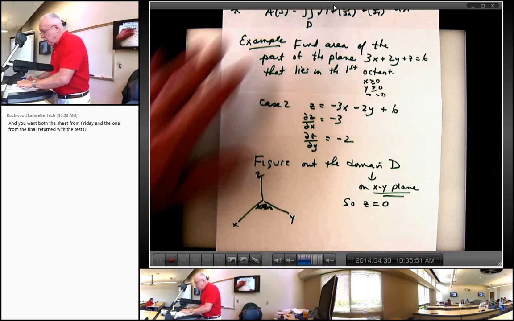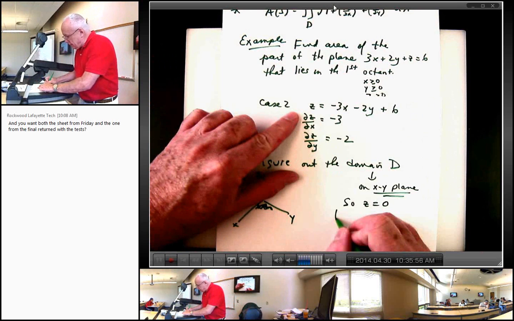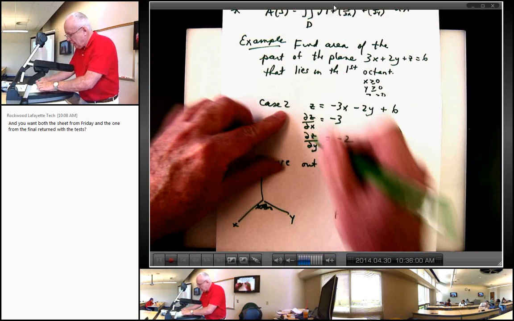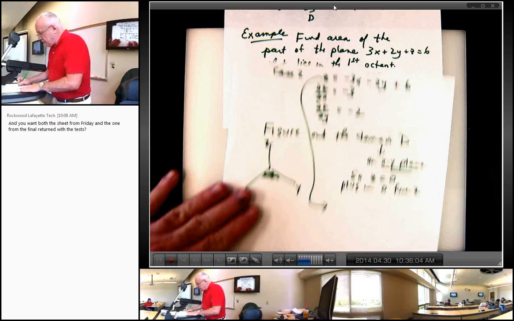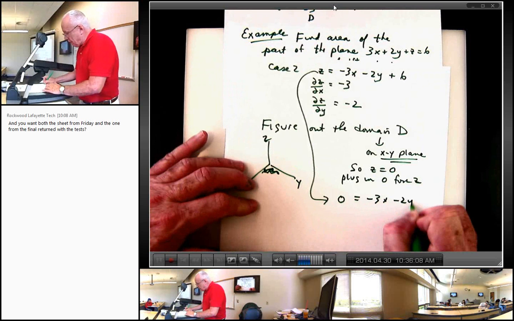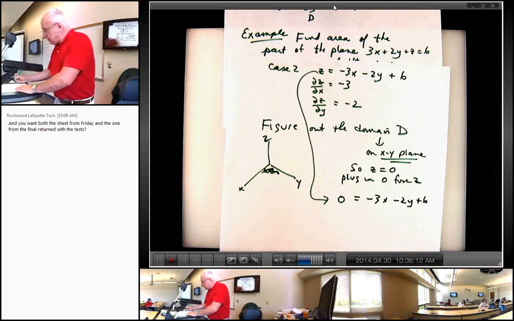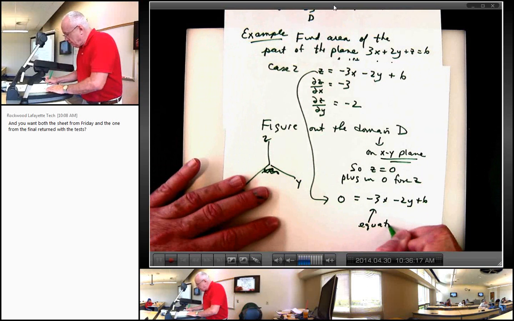All right, so let's take this. Let's plug in 0 for z, and let's see what we get here. So we get 0 is equal to minus 3x minus 2y plus 6, and this is going to give us the equation of a straight line.